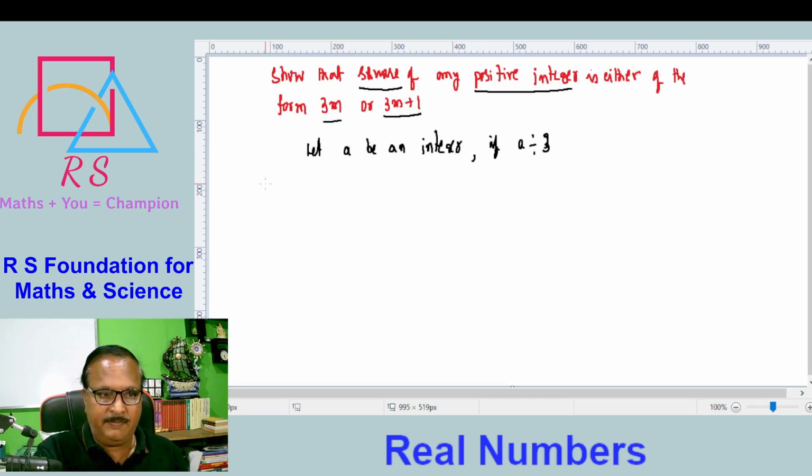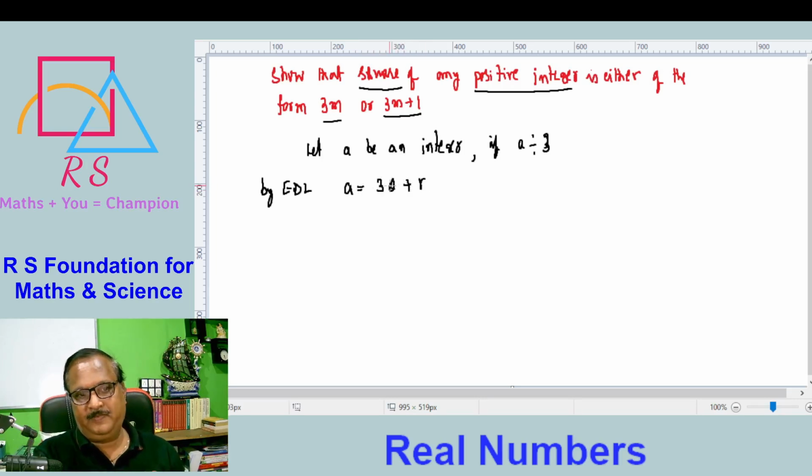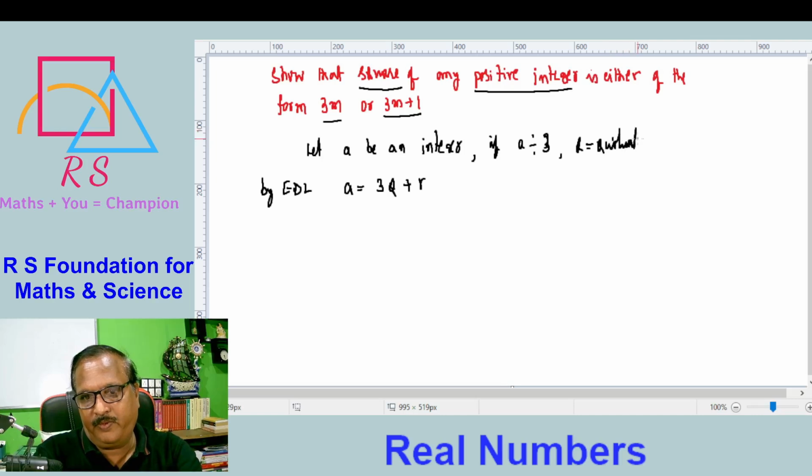then by the Euclid's division lemma, what do you get? a is equal to divisor into quotient plus remainder. Q is the quotient. So here what are the possibilities for r? The divisor is 3, so r should be less than 3 and greater than or equal to 0. So the possibilities for r are 0, 1, 2.